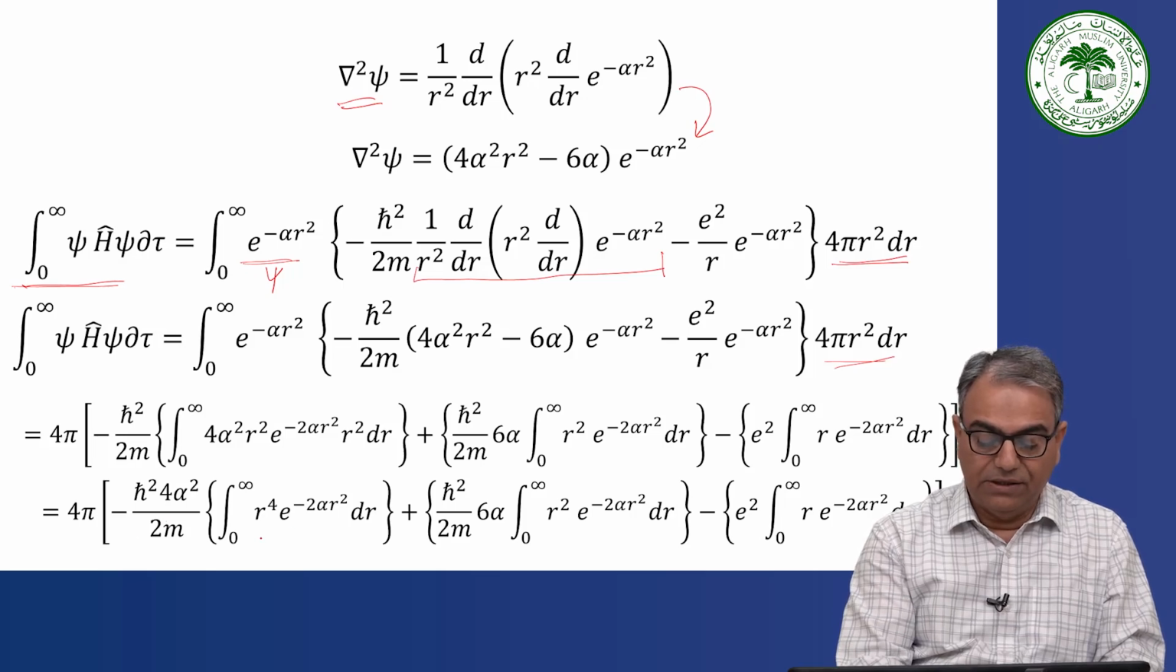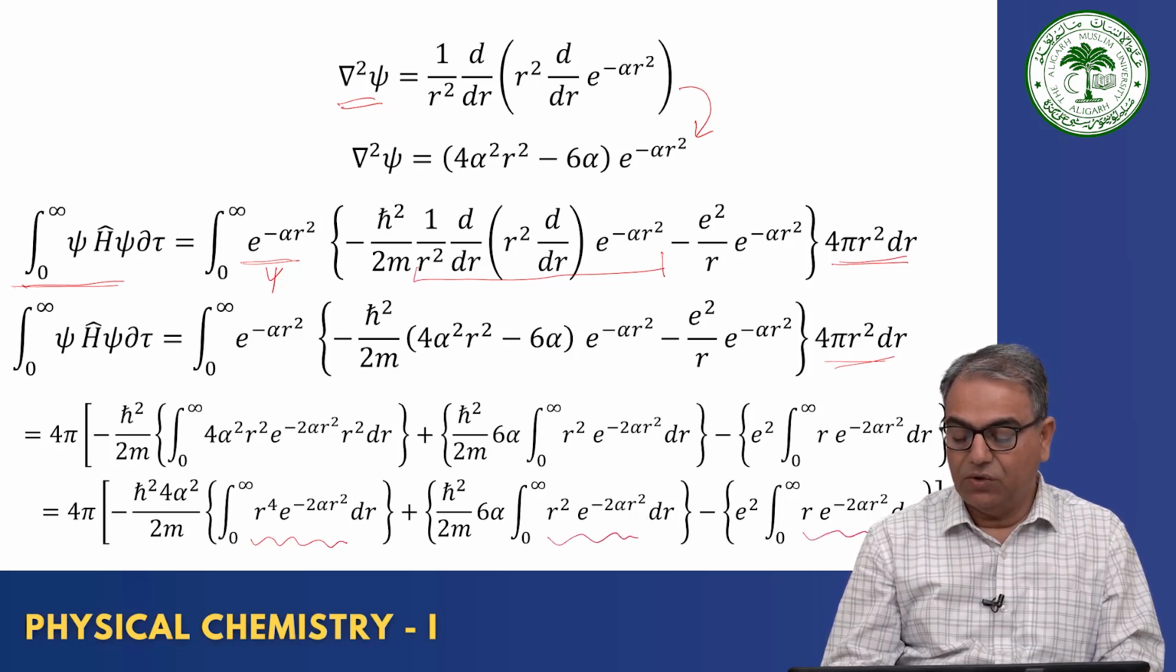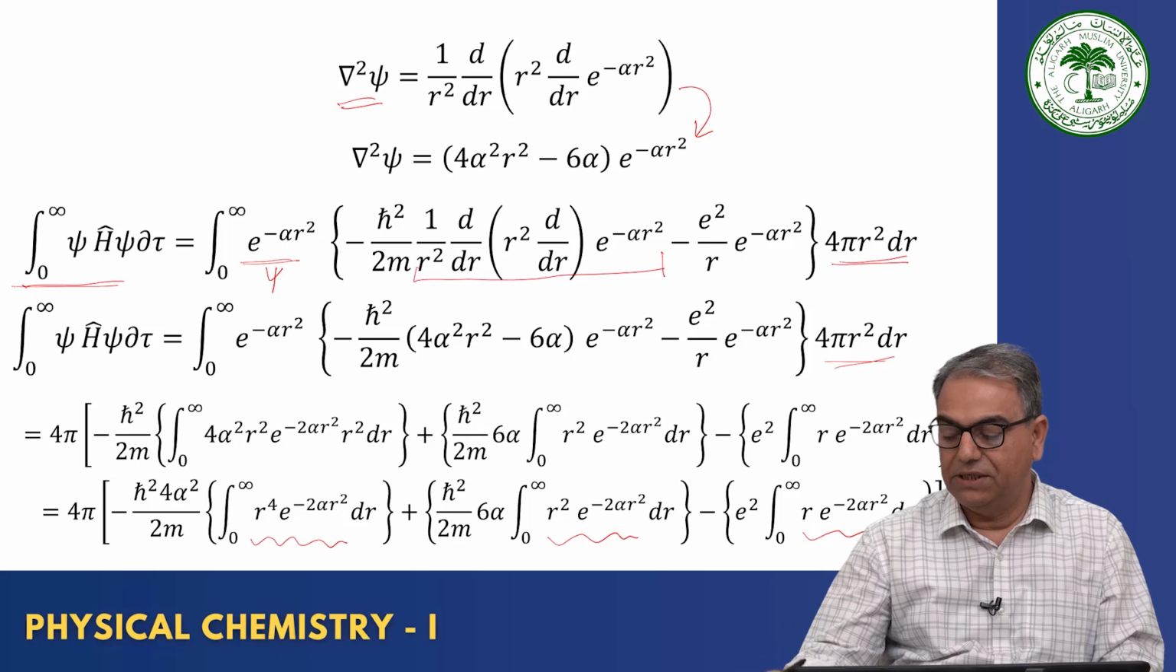Then you get three different integrals: r raised to the power 4 exponential minus 2 alpha r square, r square exponential minus 2 alpha r square, and r exponential minus 2 alpha r square, dr, all integrated from 0 to infinity. Okay. These are very simple and every step is written.